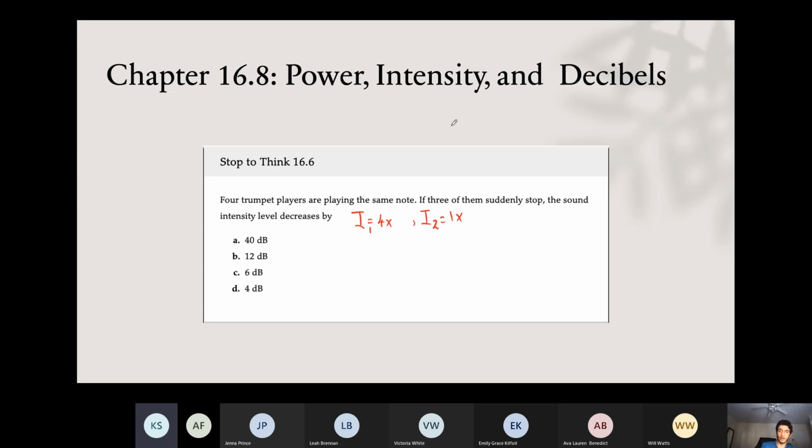Okay, we have beta equal to 10 multiplied by the log base 10 of some I's. This is in general, not for this question. This is what beta is in general. So how can we use this to find by how much the intensity decreased? Does anyone know?